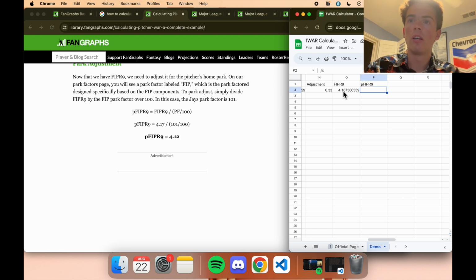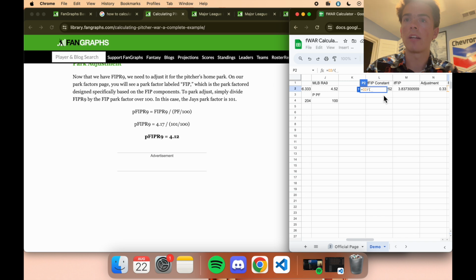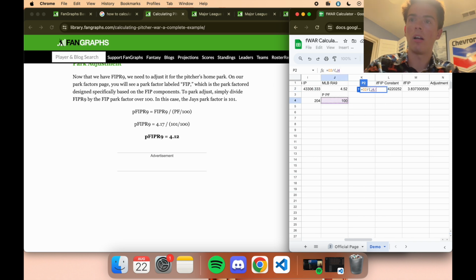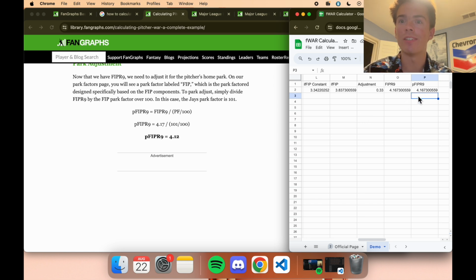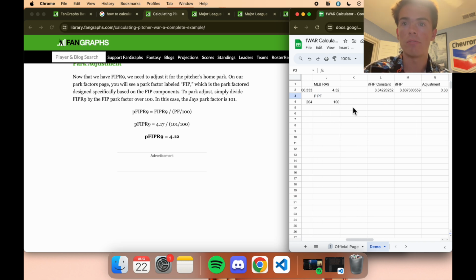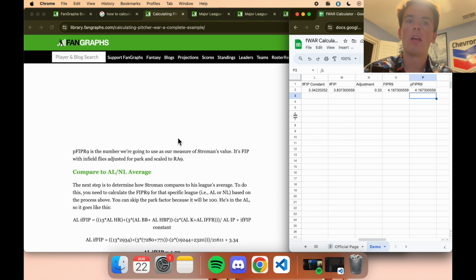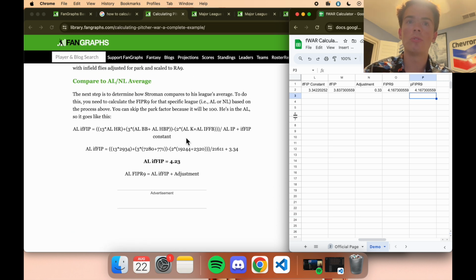PFIP-R9 is going to be our FIP-R9 divided by our pitcher's park factor divided by 100. And it's going to be the exact same because the Blue Jays played in a league average park. 100 means league average, so we don't need to adjust it. So now we're going to compare it to league average.